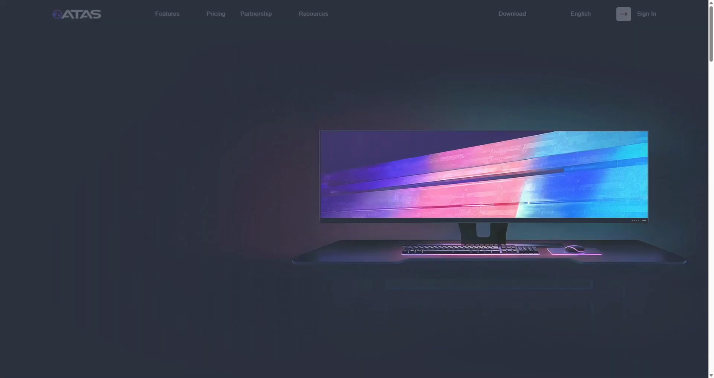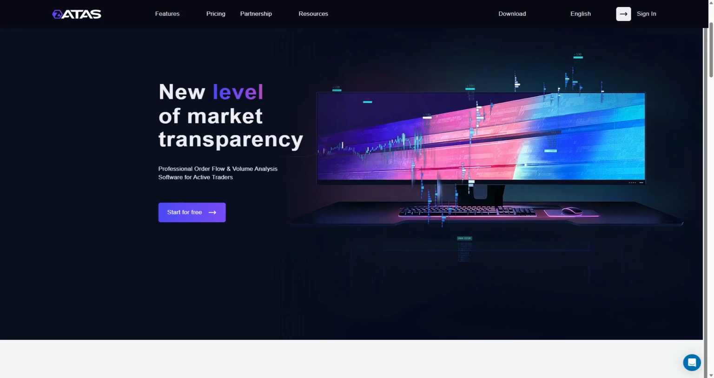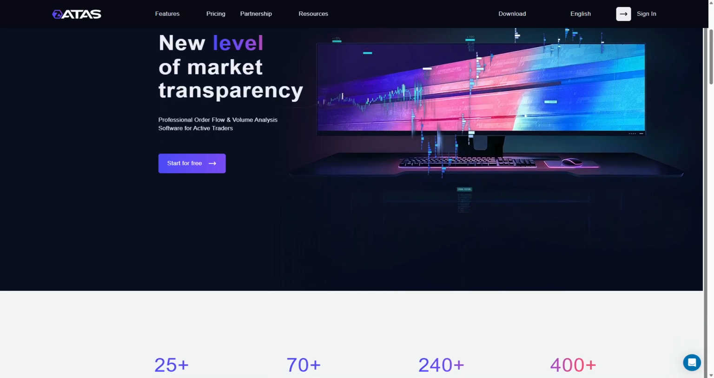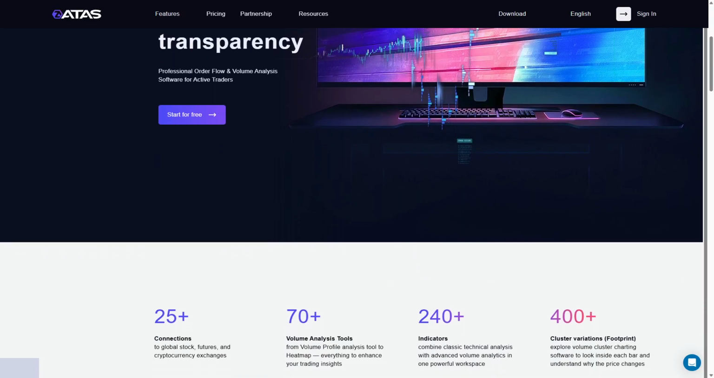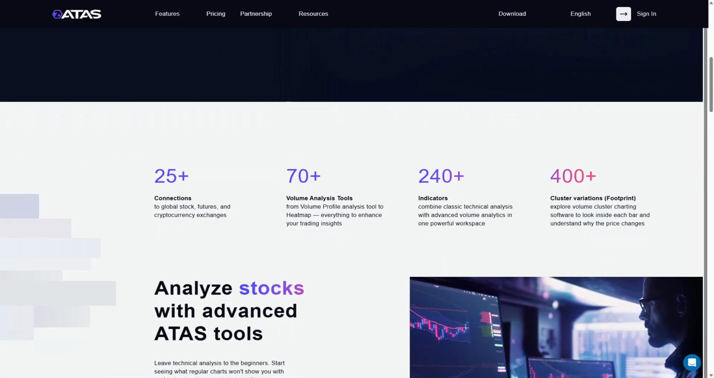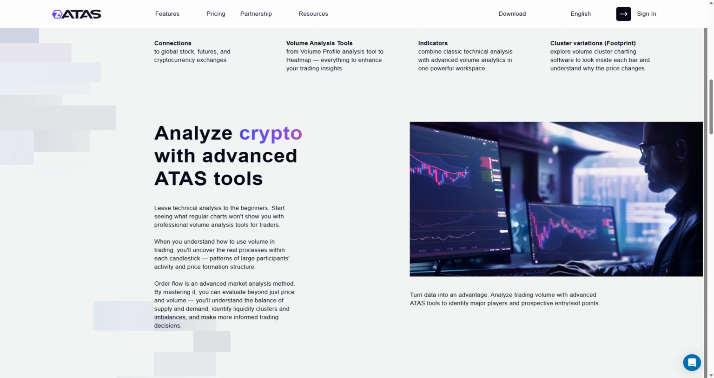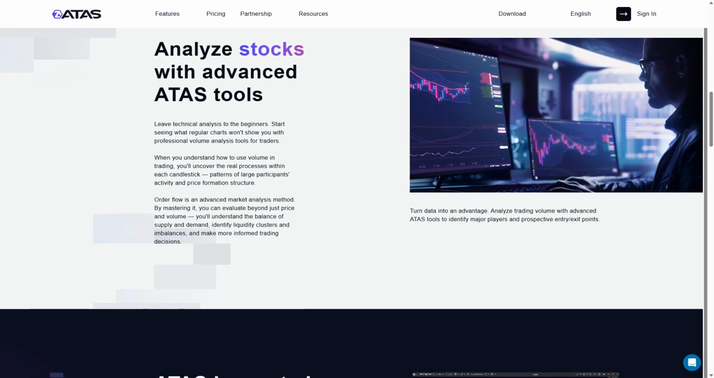ATAS is a comprehensive order flow platform centered around footprint charts and volume analysis. It provides detailed insight into market microstructure by displaying bid and ask volumes at each price level, allowing traders to analyze buying and selling pressure precisely. ATAS supports multiple chart types including cluster, delta, and volume profile charts, giving users deep flexibility in examining order flow.